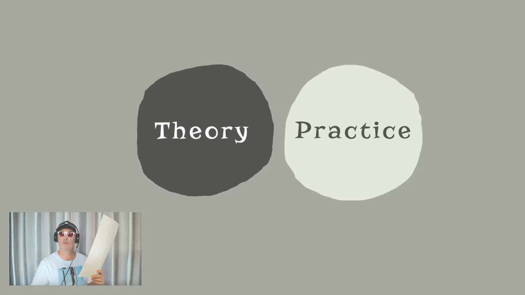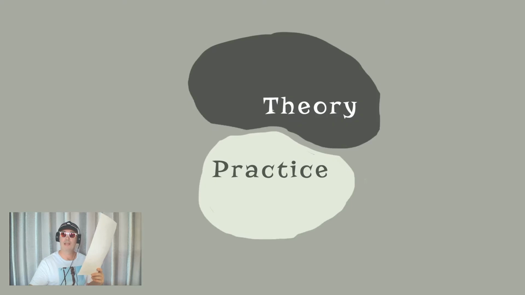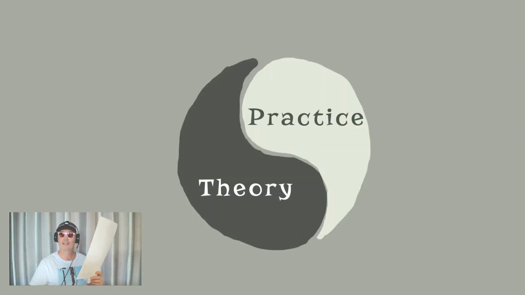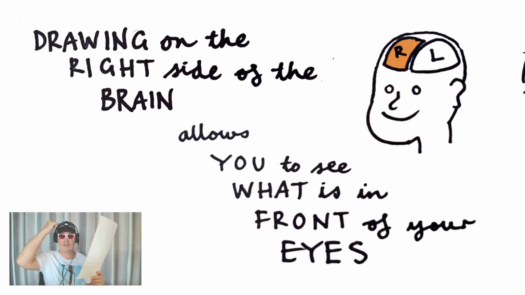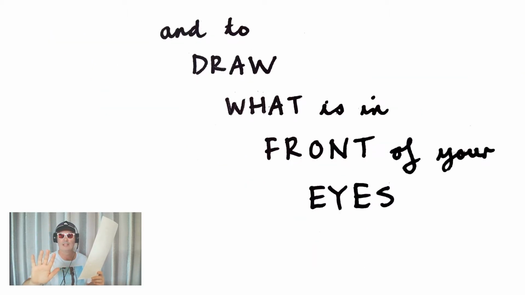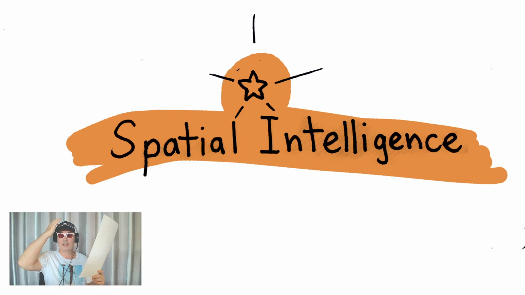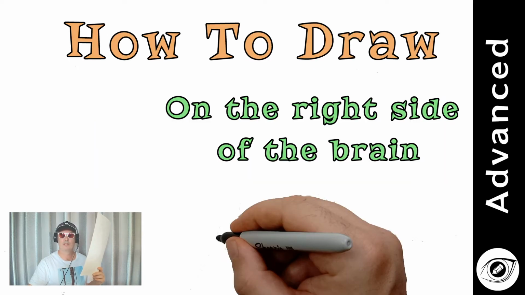Today, we bring you the theory of drawing on the right side of the brain. Then, help you master the skill by practicing the skills in training. Now, the concept of drawing on the right side of the brain allows you to see what's in front of your eyes and to draw what's in front of your eyes, because inside the right side of the brain is an intelligence dedicated to spatial thinking. The rest of this video will talk about spatial thinking and how to unlock it, to draw what you see.